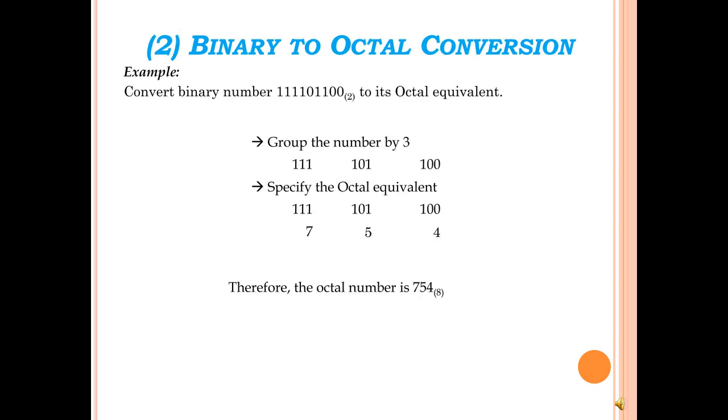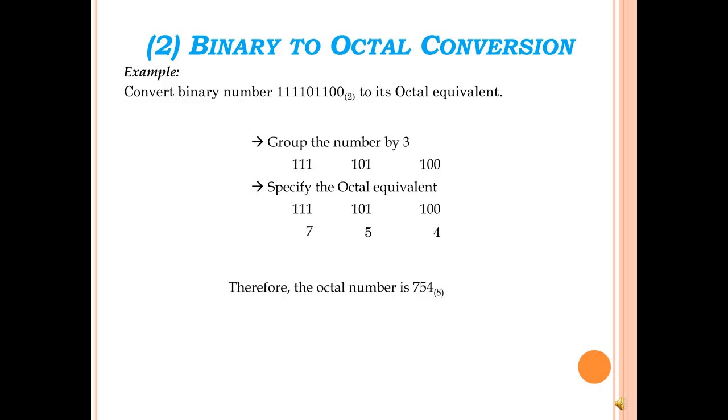We have binary to octal conversion. So we have one example, that is convert binary number 111111110100 base 2 to its octal equivalent. Now, to make it easy, we have to group the digits by 3. So first 111 will be written separately, after that 101, then after that 100.